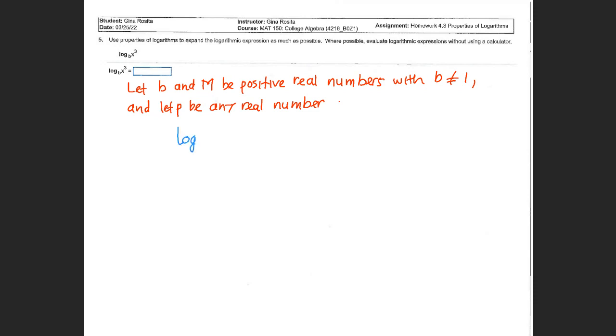So I can write down logarithm of m to the p with base b becomes p times logarithm of m with base b. Okay, so now our problem, logarithm of x cubed with base b, you can write down equals 3 times logarithm of x with base b. You just follow this one, p, so just move it to the front.